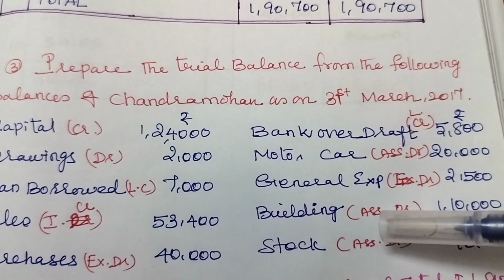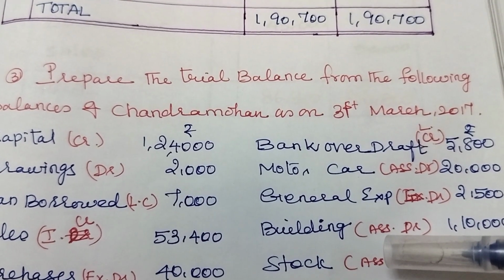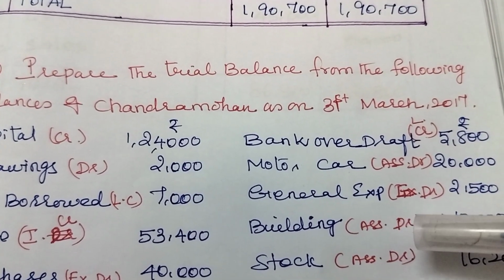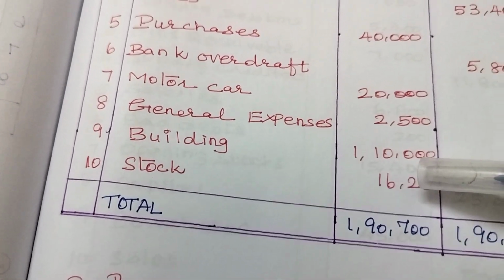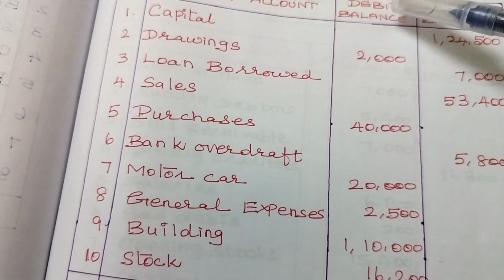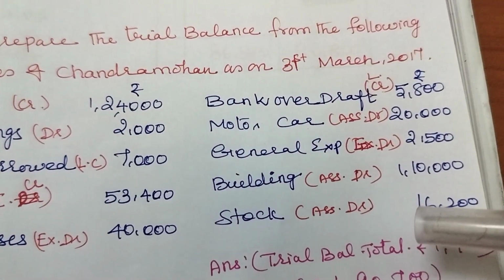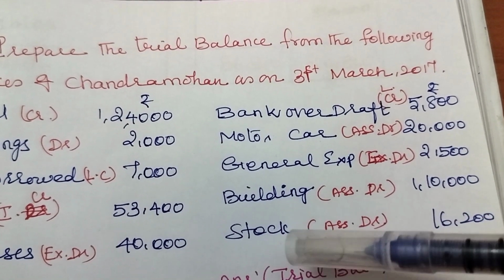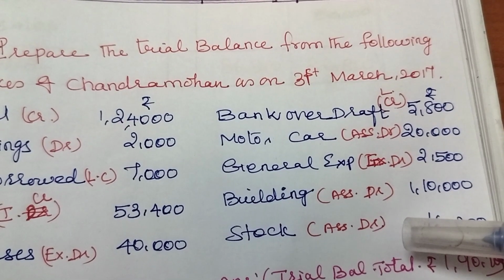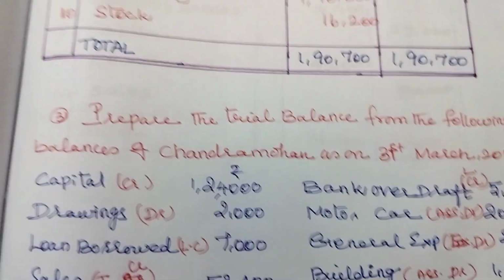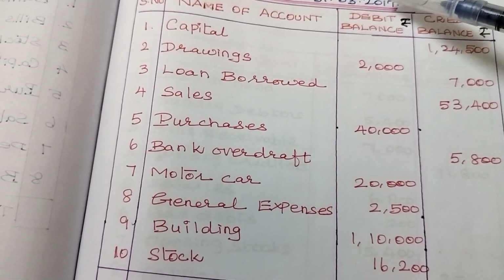Then building rupees 1,10,000. Building is an asset account. Whenever an asset account increases, we debit the asset account. So building 1,10,000 rupees is entered on the debit balance. Then stock rupees 16,200. Stock is an asset account. Whenever an asset account increases, we debit the asset account, so we debit the stock account. So stock 16,200 is entered on the debit balance.